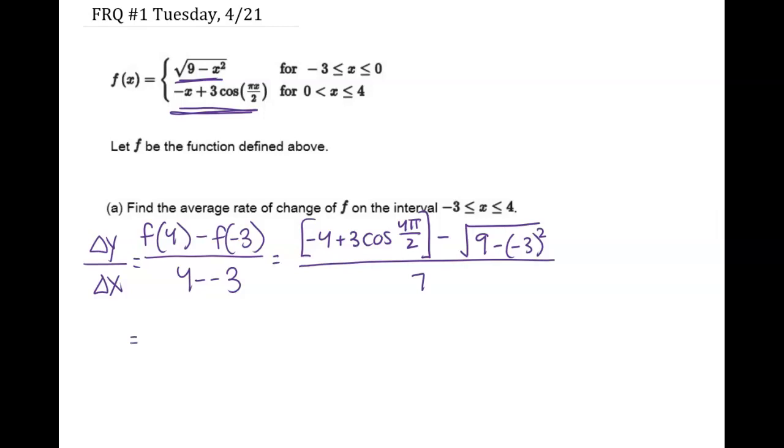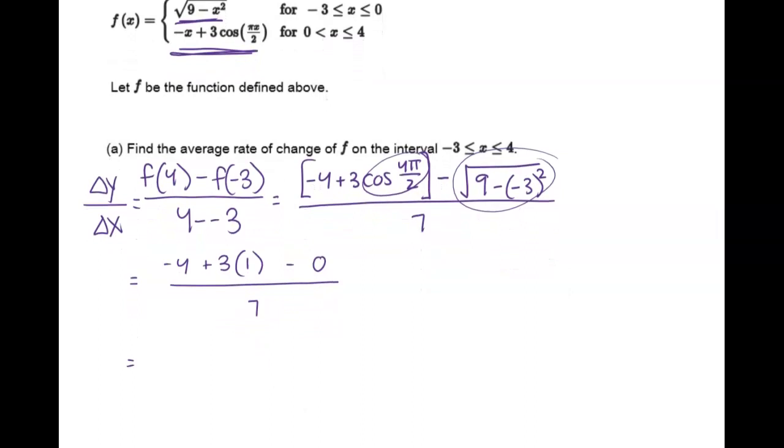Now we'll just simplify. So we'll have -4 plus 3 times, well, this is cosine of 2 pi, which is just 1. 9 minus -3 squared is 0. Square root of 0 is 0. So minus 0 all over 7. So we end up with -4 plus 3, which is -1 over 7. So that's our average rate of change, or slope, from -3 to 4.